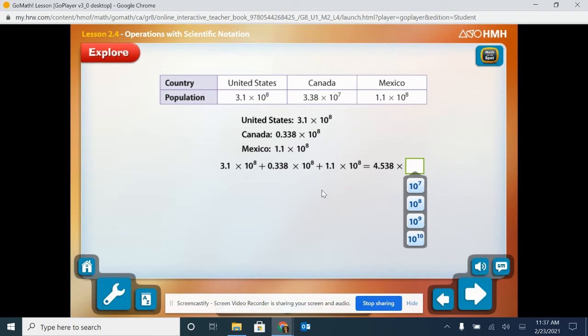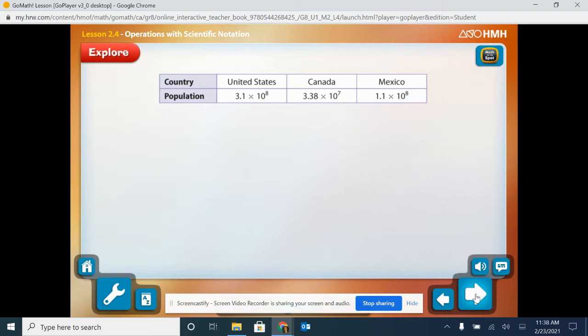Now include the power of 10, so the answer is written in scientific notation. And notice they all have 10 to the 8th power. So this is 10 to the 8th power. That's correct. The sum in scientific notation is 4 and 538 thousandths times 10 to the 8th power. The total population of the United States, Canada, and Mexico is 4 and 538 thousandths times 10 to the 8th. Any questions? Let me know, okay?